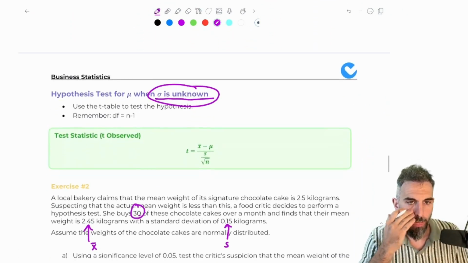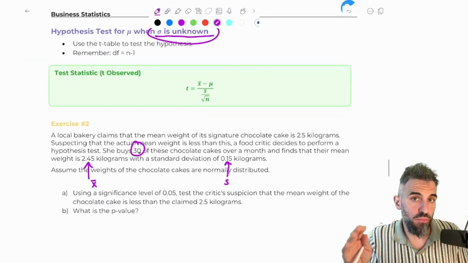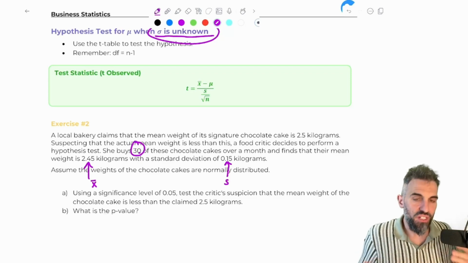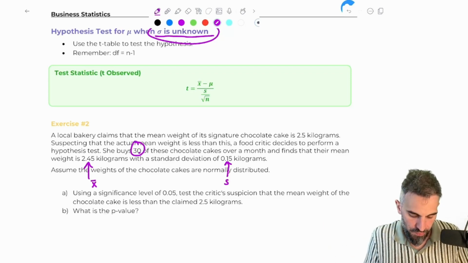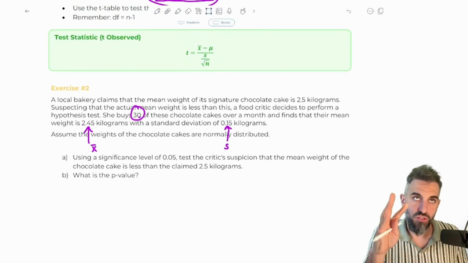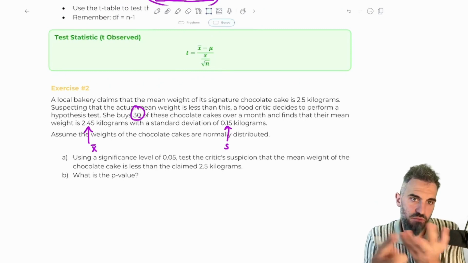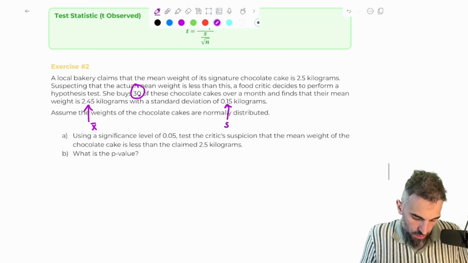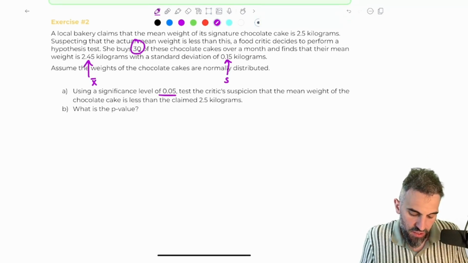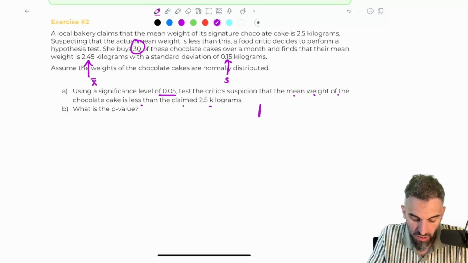Now, a little tip. Most of the time, it belongs to the sample. I'm not saying it's always going to be like that, but most of the time, the standard deviation, if you read it carefully, is from the sample. So we're going to use the t table. And the only thing that's going to change is where you find your critical value, and that's it. Okay, so using a significance level of 5%, test the critic's suspicion that the mean weight is less than the claimed weight. So we're trying to test if the mean is less than 2.5.